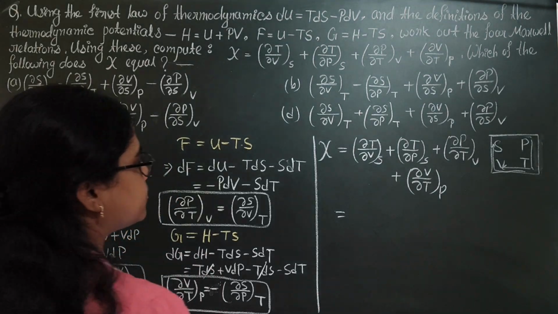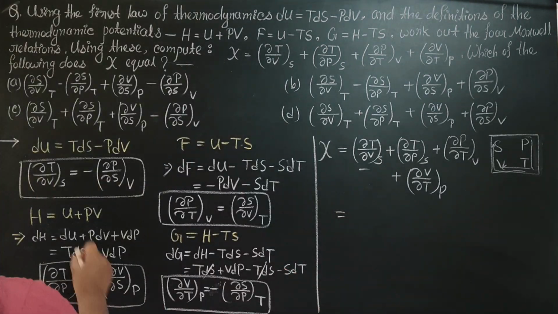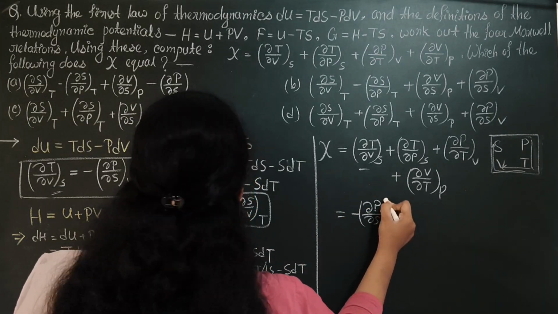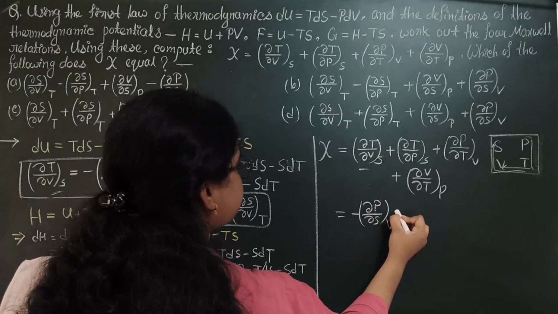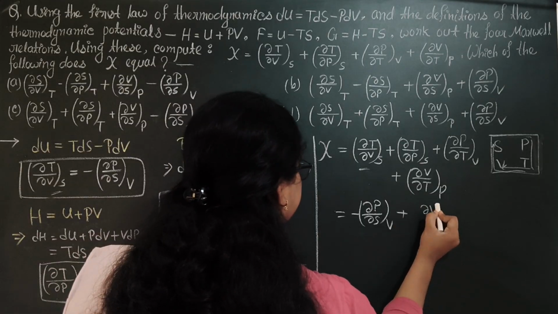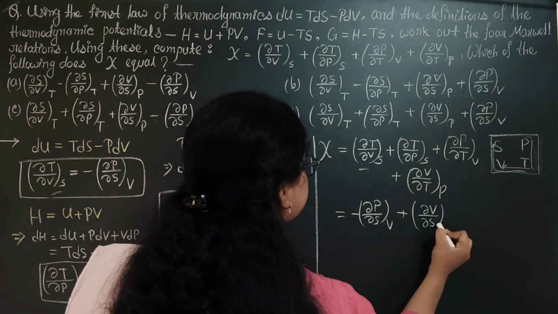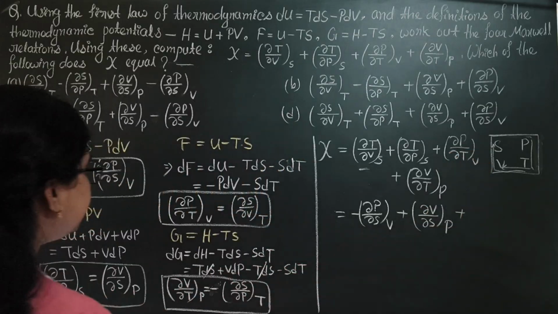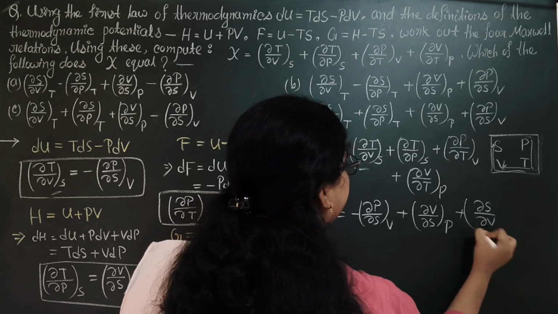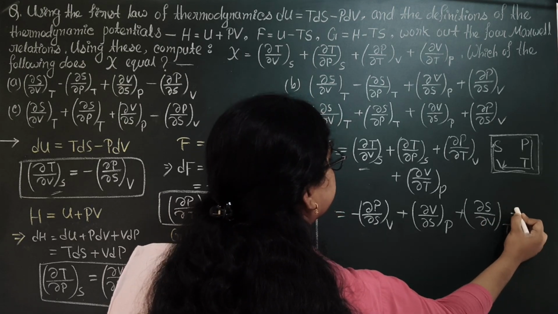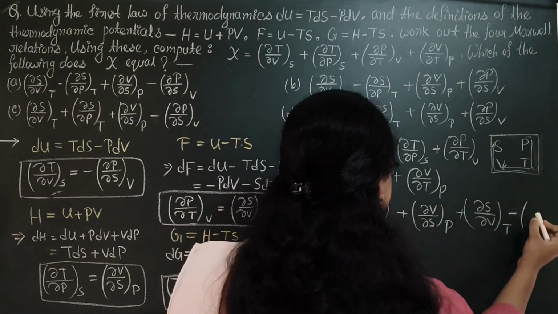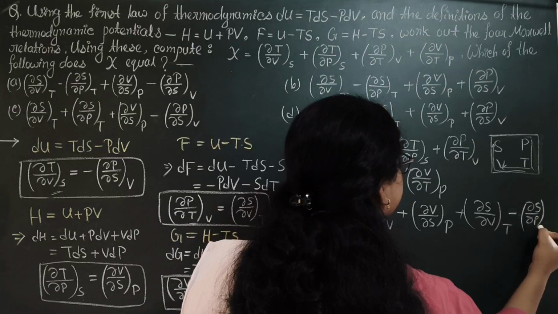Now put first del T del V at constant S, so it will be minus del P del S at constant V. Next, del T del P at constant S is del V del S at constant P. Plus del P del T at constant V is del S del V at constant T. Plus del V del T at constant P will be minus del S del P at constant T.